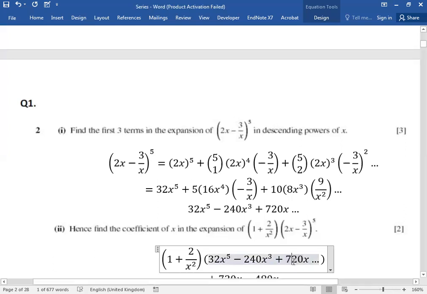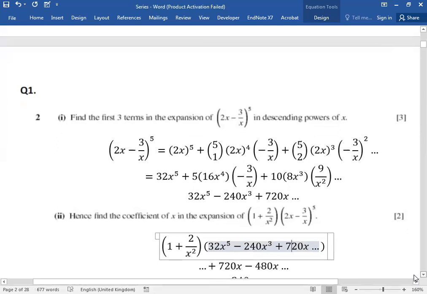So if I multiply 1 by 720x, do I get just the x? I'll just multiply 1 by 720x and write it down. Again, there were more terms. I'm not denying any of those terms. I'm just not noting them down. Similarly, if I take 2 upon x square and multiply it by 32x to the power 5, what power of x do I end up with? You'll end up getting x cubed. Do you need that? Hence, I'm not writing it down. It exists. It is there. But I'm not writing it down.